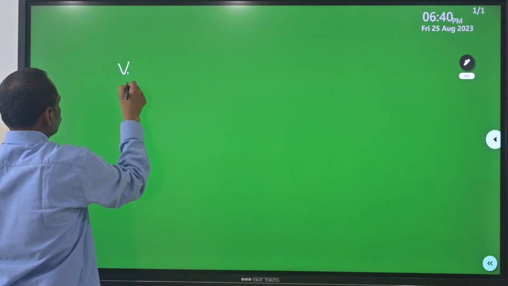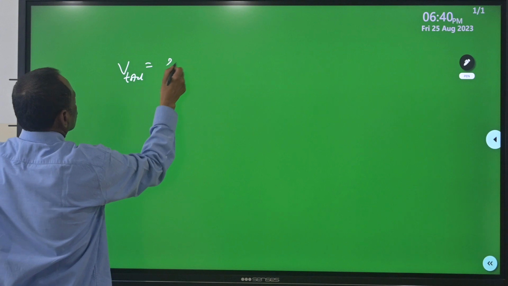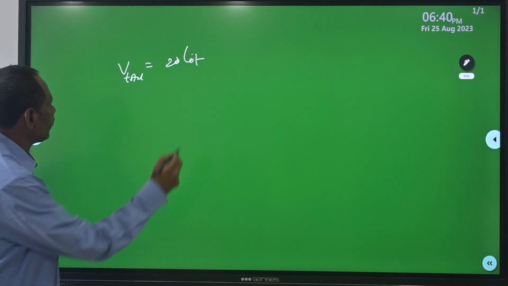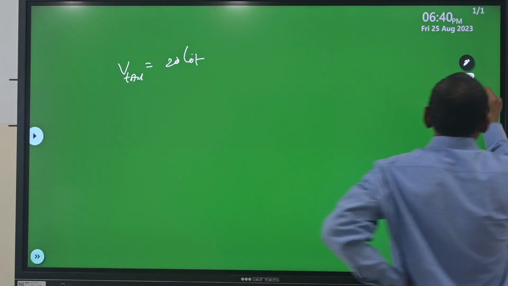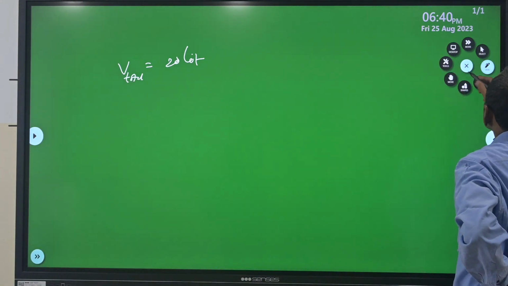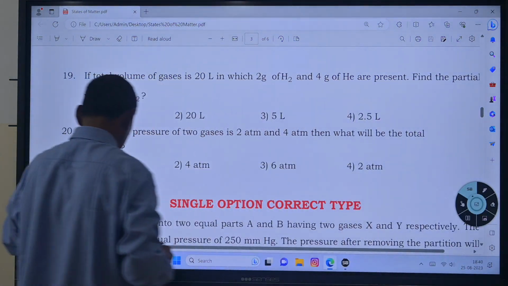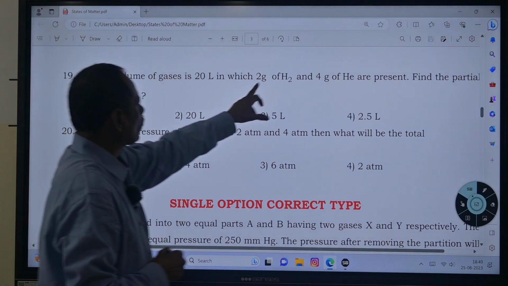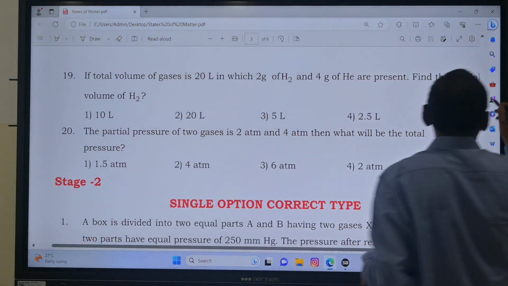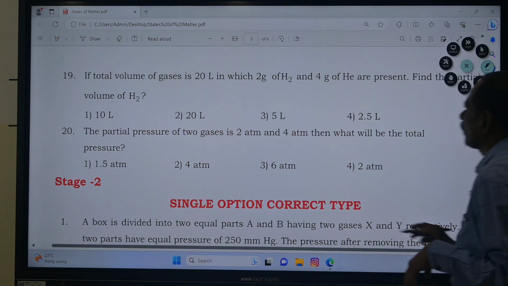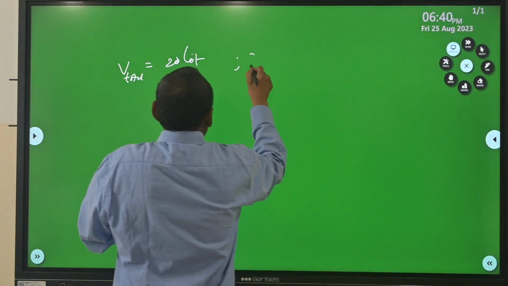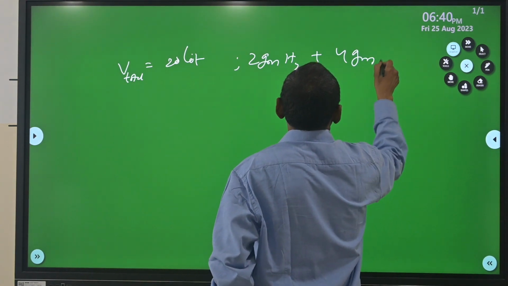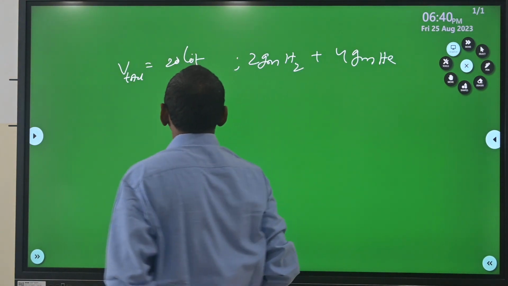The total volume of the gas mixture is 20 liters. Here, what are the gases present in it? 2 grams of hydrogen and 4 grams of helium. The total volume is 20 liters.